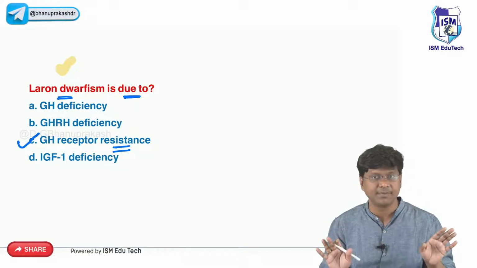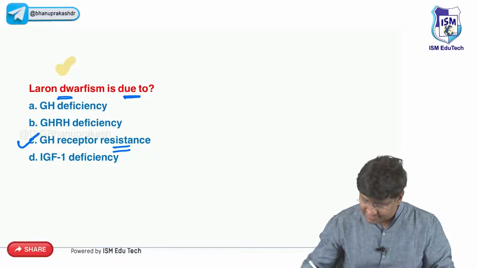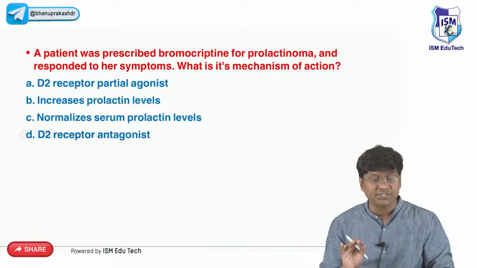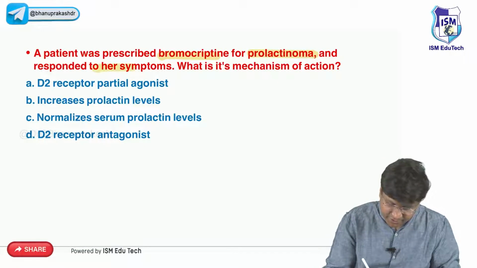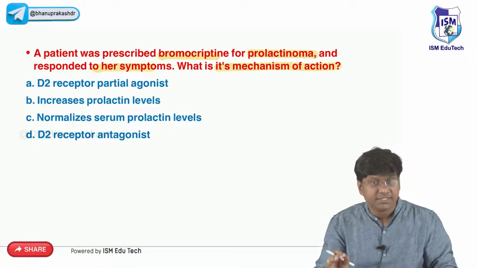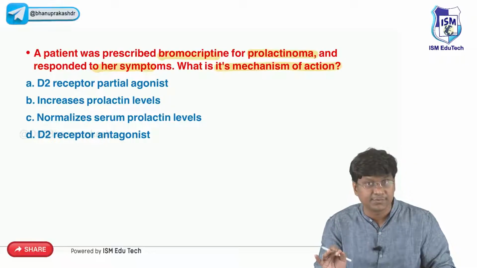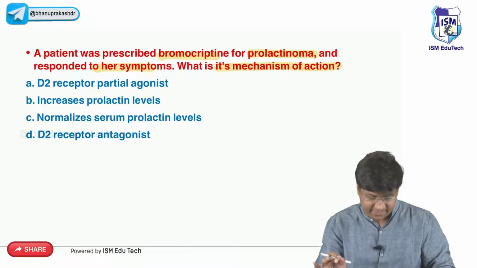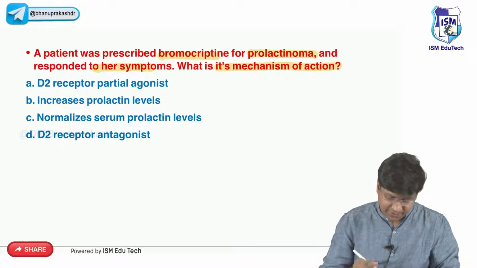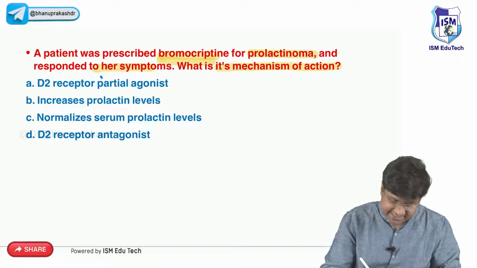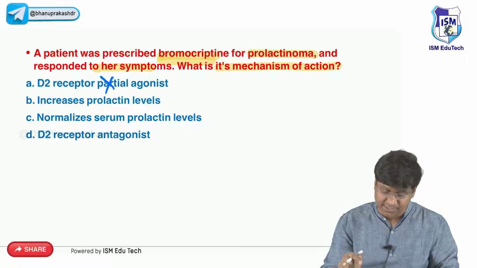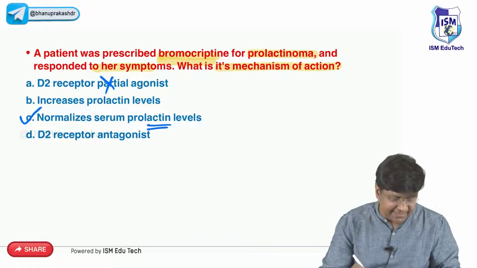Now, after having discussed acromegaly, we will move on to the next. You answer this question. A patient was prescribed bromocriptine for prolactinoma and responded to her symptoms. What is its mechanism of action? D2 receptor partial agonist, increases the prolactin level, normalizes the serum prolactin level, D2 receptor antagonist. Now, bromocriptine is the one which is used in the treatment of prolactinoma, and it is not a D2 receptor partial agonist. It is a D2 receptor complete agonist, and this bromocriptine will normalize the serum prolactin levels.